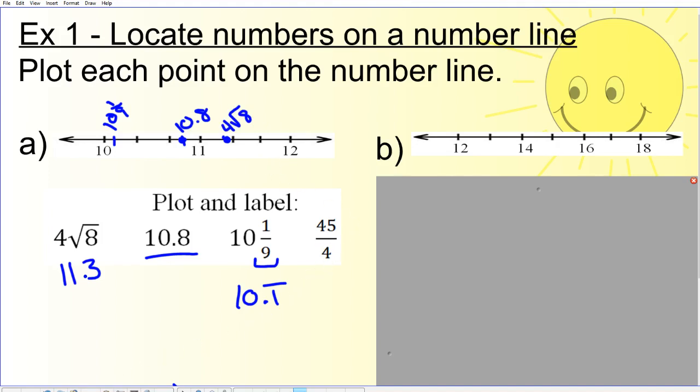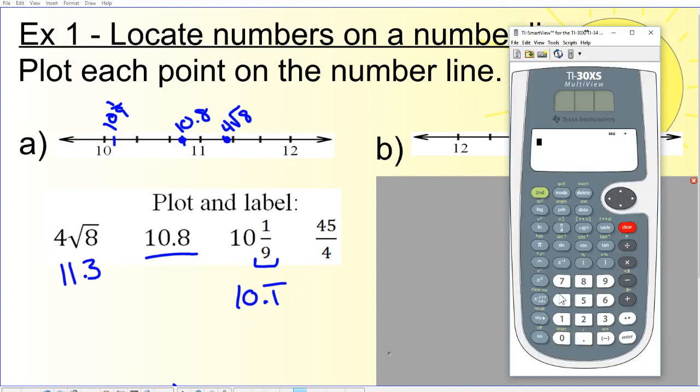Okay, last one is 45/4. So change a fraction to a decimal. Divide. 45 divided by 4 equals 11.25.